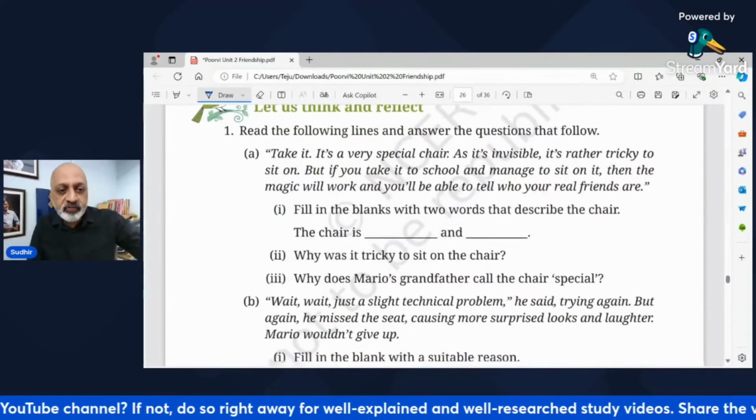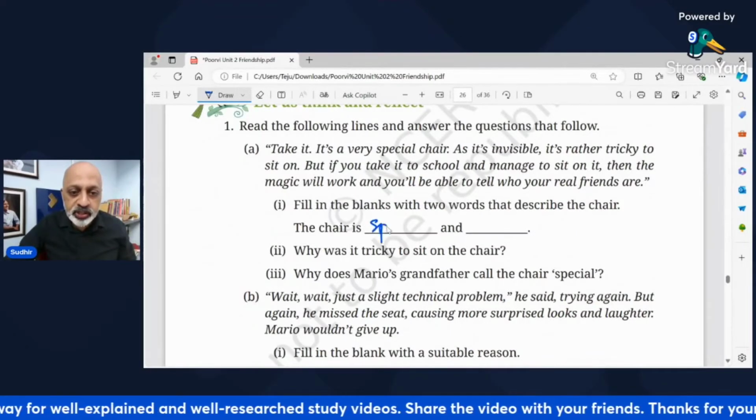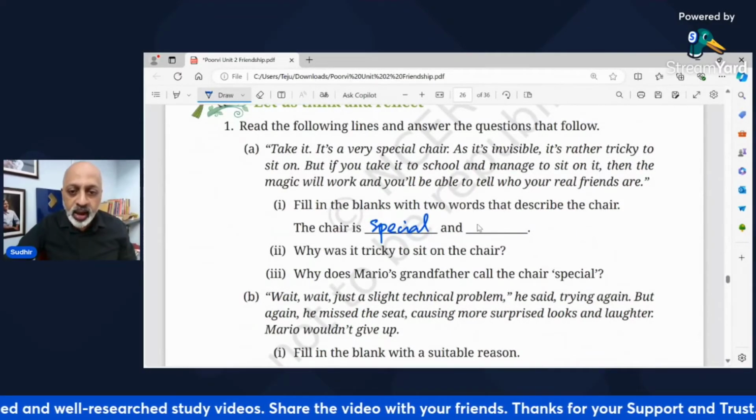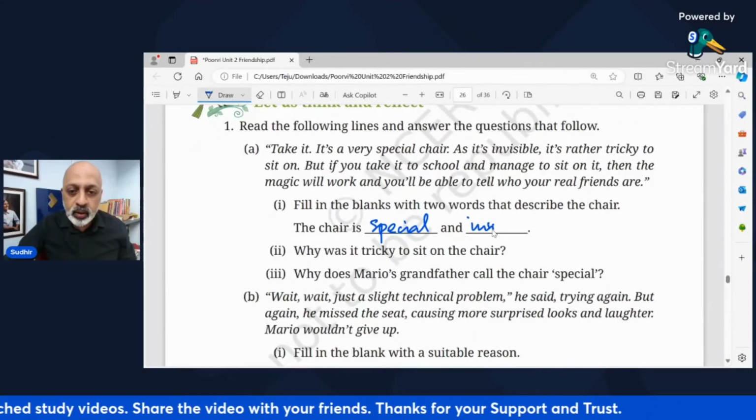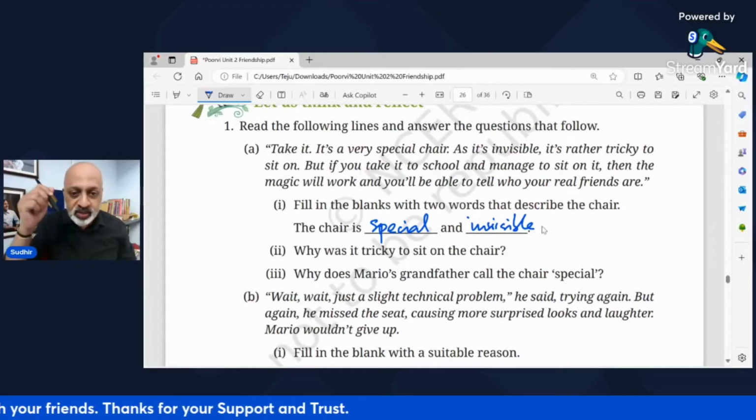Now, let's think and reflect. Take it, it's a very special chair. It is invisible. So the chair is special and it is invisible. Okay, my handwriting may not be very clear because it is very difficult for me to write with this pen.